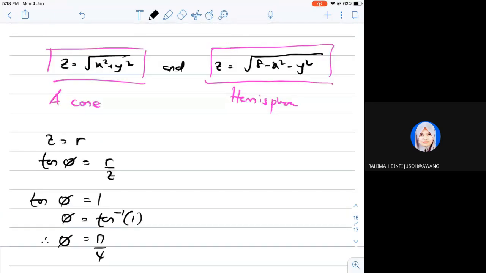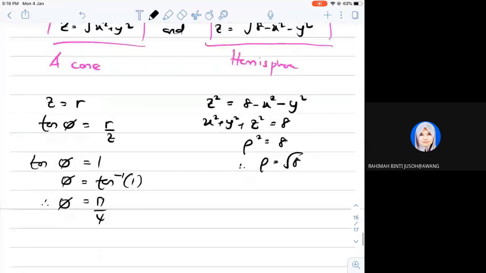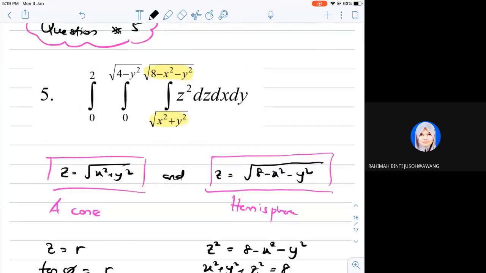And then from the second equation, we have, let's say we square both sides. Kita akan dapat macam ni. So we will have x squared plus y squared plus z squared equals to 8. Therefore, rho squared equals to 8. Therefore, rho equals to square root of 8. So hemisphere kita dengan radius square root 8. Okay, now we have this region R.